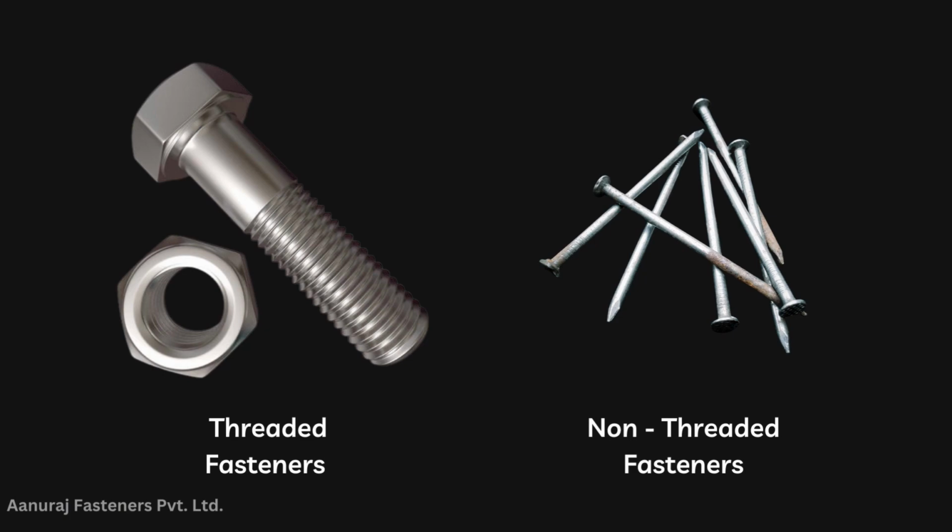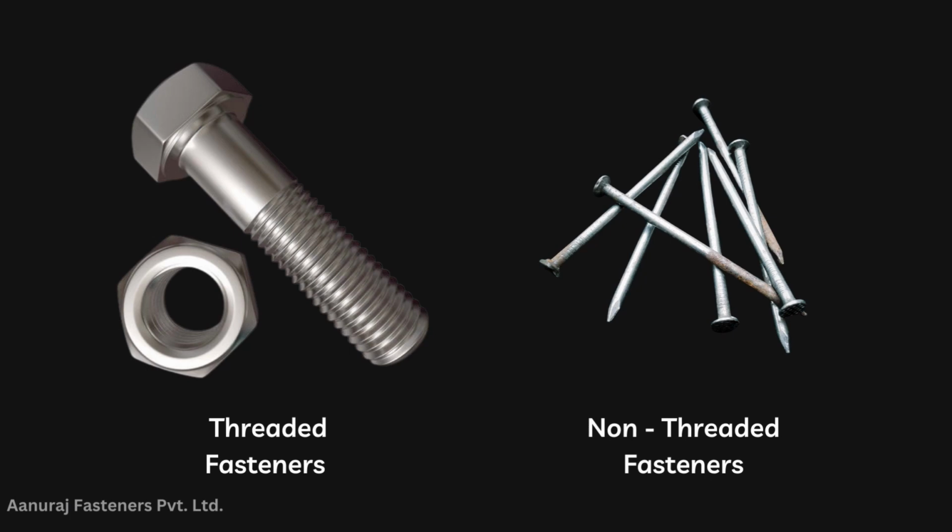These fasteners are made by cutting threads into a cylindrical piece of metal or plastic. The threads allow the fastener to be tightened or loosened by turning it, using tools such as a screwdriver, wrench, or pliers. Threaded fasteners are an essential component of many different types of machinery and structures, and are used to provide a strong, secure connection between parts.